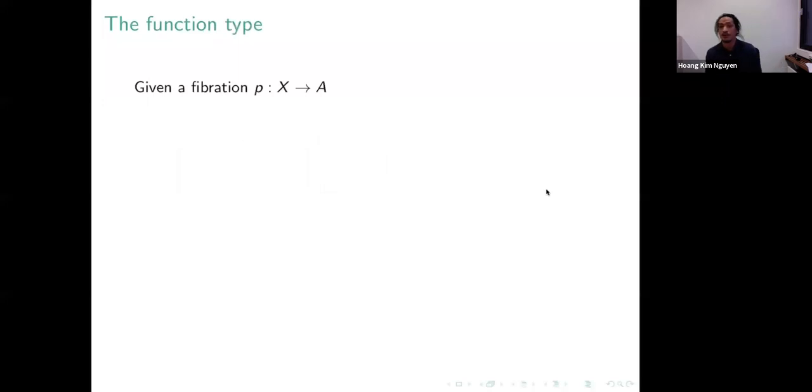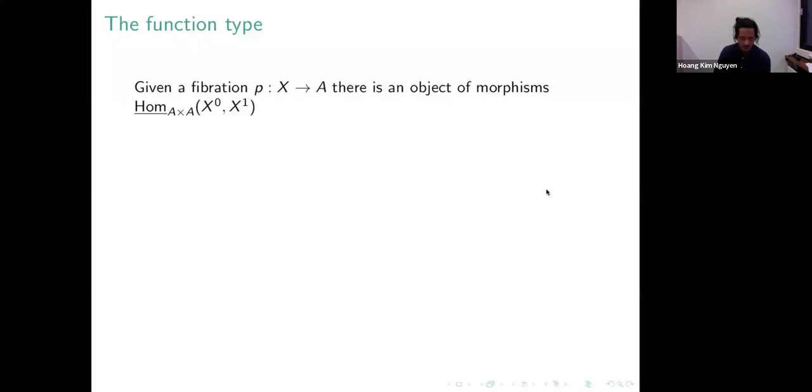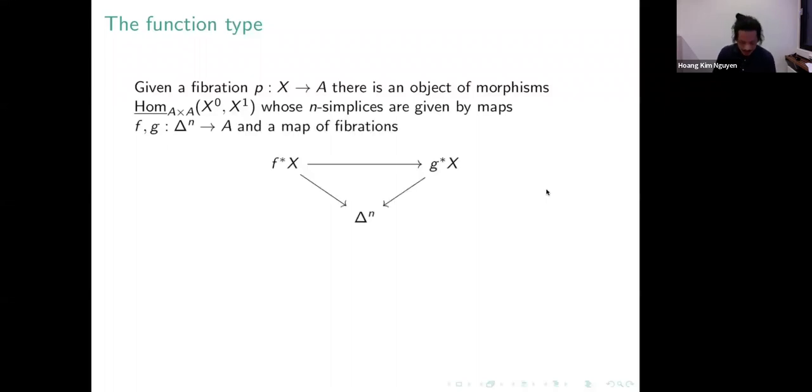Now on the other hand, how do we model the function type in simplicial sets? That's the same thing as the object of equivalences. I start with a fixed fibration, so p from X to A. Then I can define an object of morphisms, which has n-simplices given by a pair of maps from the standard n-simplex, and then a map of fibrations over the n-simplex. That's the datum of an n-simplex in this simplicial set. If we are talking about cocartesian fibrations, again, this map should preserve the cocartesian edges.